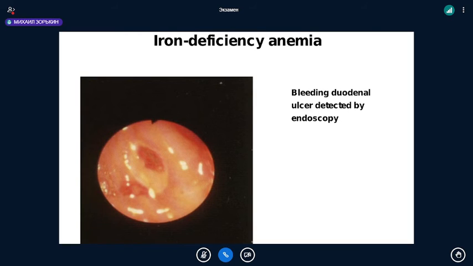Bleeding duodenal ulcer is one of the most common reasons for the iron deficiency. Even subclinical ulcer, the chronic bleeding associated with the positive result of the fecal occult blood test, is one of the most common conditions. And of course, when we suspect the iron deficiency anemia, endoscopic assessment of the GIT, especially of the condition of the stomach and duodenum, is absolutely necessary.